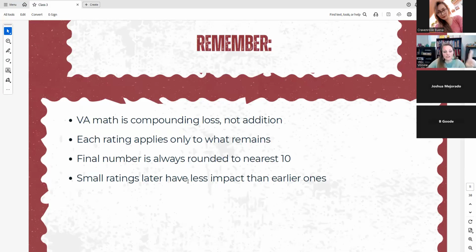So something I want you guys to remember is that VA math is compounding loss, not additional. Each rating applies only to what is remaining. Your final number is always rounded to the nearest 10, and smaller ratings later have less impact than the earlier ones.